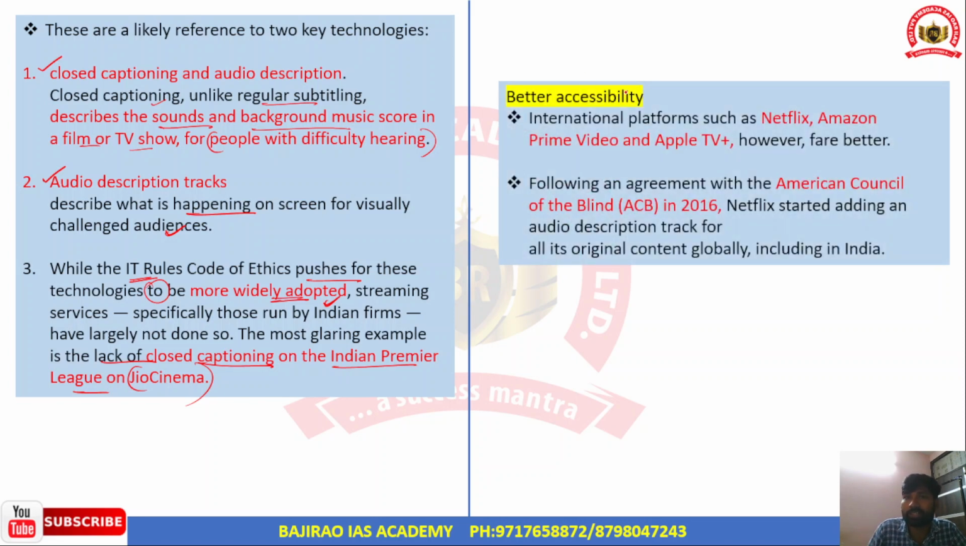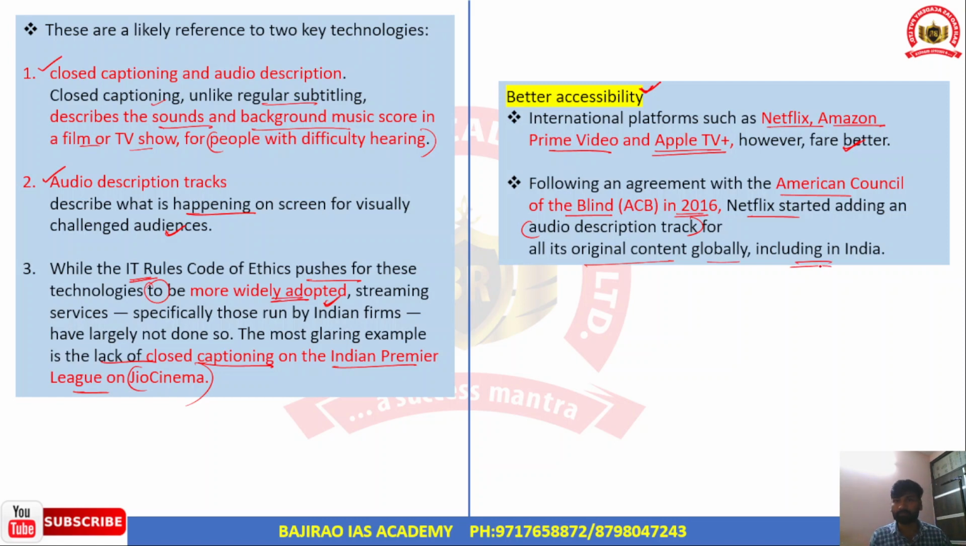International platforms like Netflix, Amazon Prime Video and Apple TV Plus fare far better. How do they fare better? Because of the American Council of the Blind agreement of 2016 between Netflix and the American Council of the Blind. After this agreement, Netflix started adding an audio description track for all its original content globally, including India.